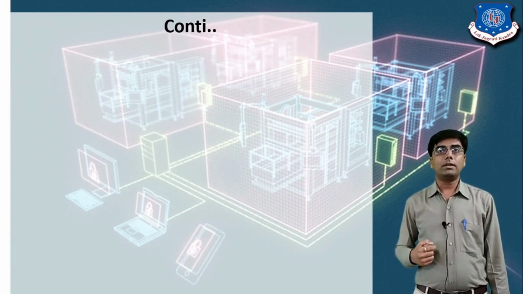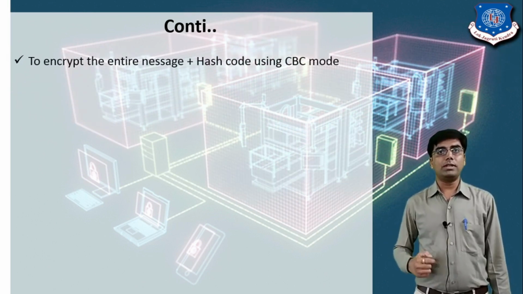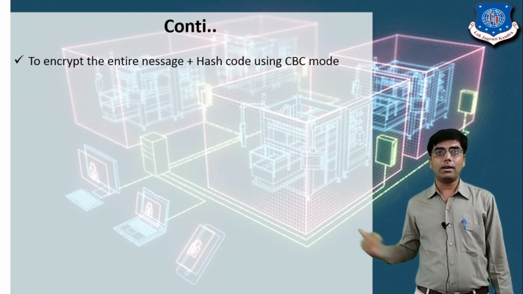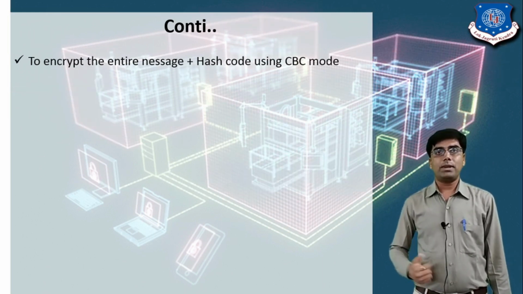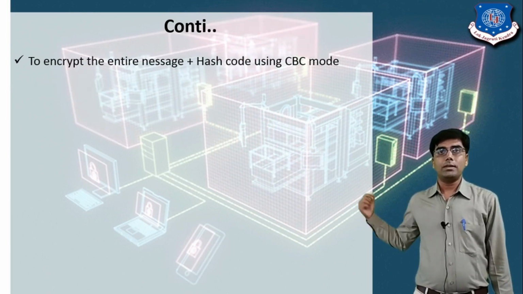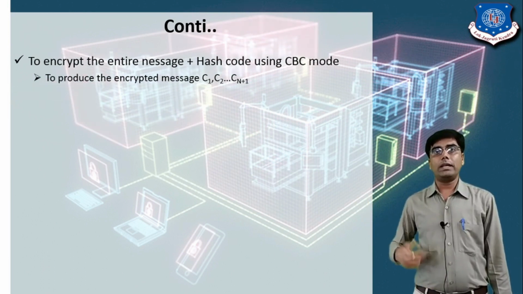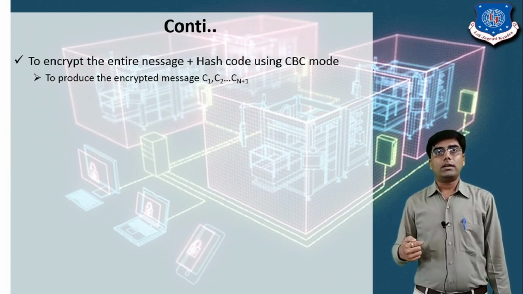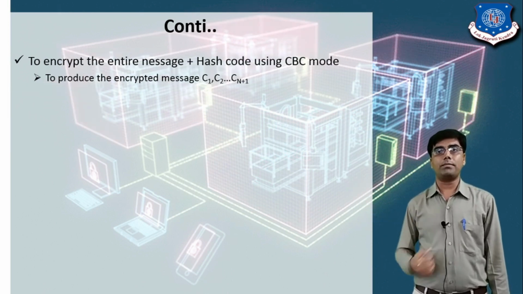Then, if I want to encrypt this plain text with the help of CBC mode, meaning cipher block chaining mode, that is another formula we will see. And second, to encrypt the entire message plus hash code using the cipher block chaining mode, right? So after applying the hash code in the encryption using the CBC mode, it generates the ciphertext blocks, meaning C1, C2, up to Cn+1.